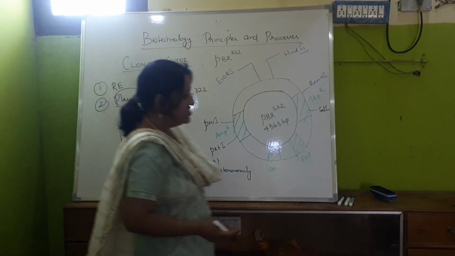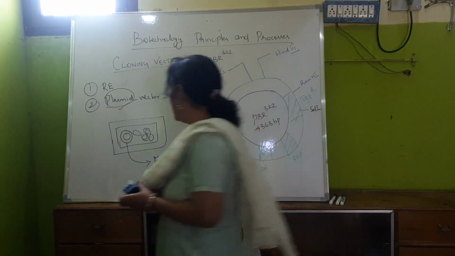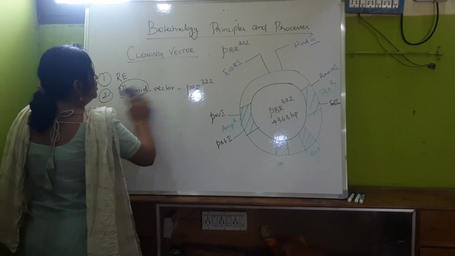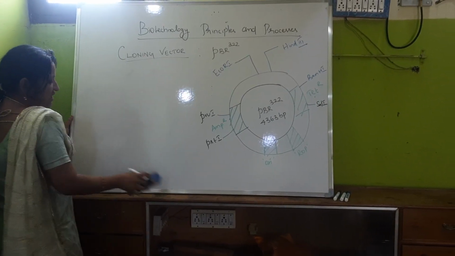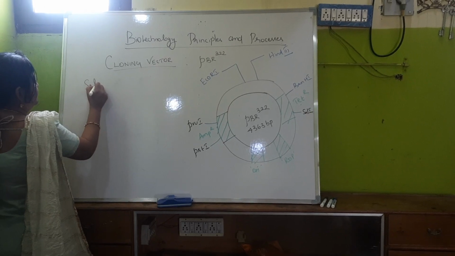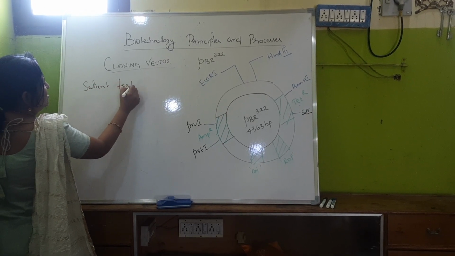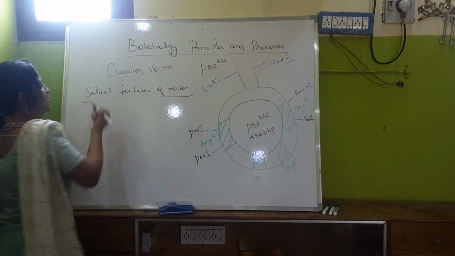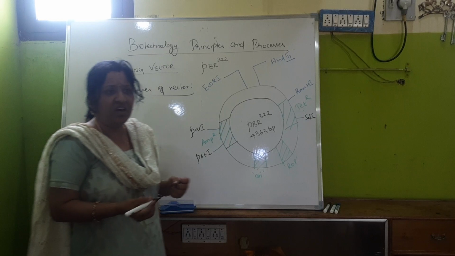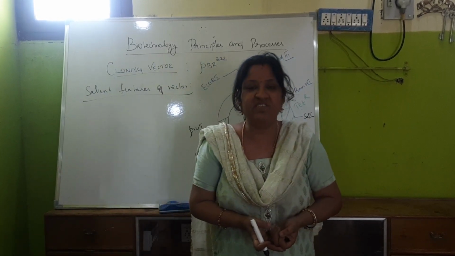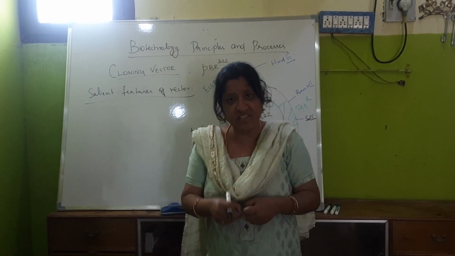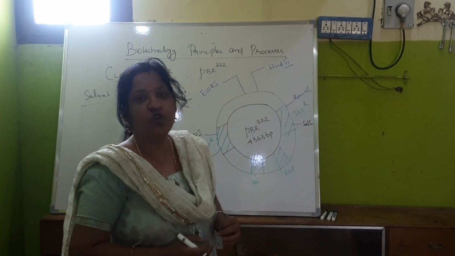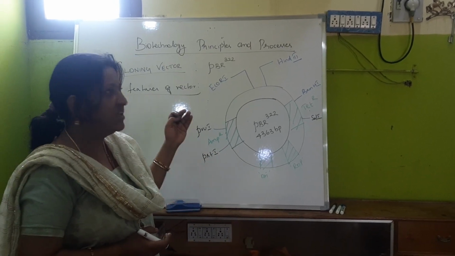Now, what is this PBR322? What are the salient features of this PBR322? In order to understand the salient features of the vector, see, our gene is like a treasure, more than gold. To carry this gene of interest, the vector should have some special characteristic features. So what are the special characteristic features the vector should hold?